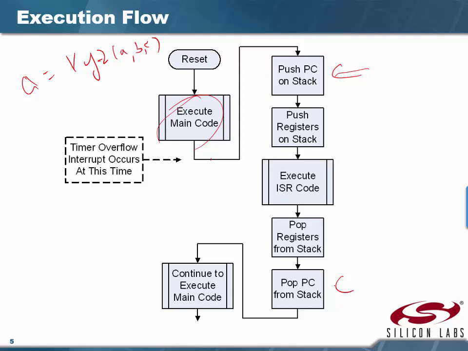Now, the next thing is not done in a normal function call. This is unique to an interrupt routine: we push the registers onto the stack. This is unique to ISRs, interrupt service routines. And the reason we push the registers onto the stack is that we don't know what the program was working on when we call it, because the interrupt occurs at any point in time.